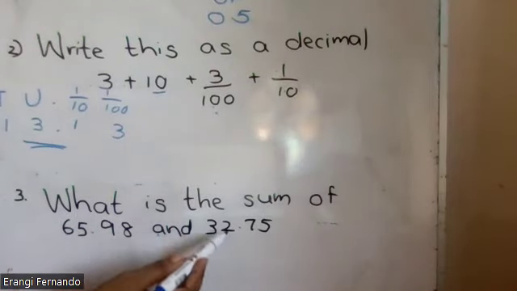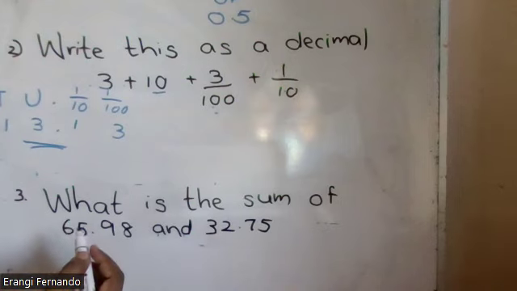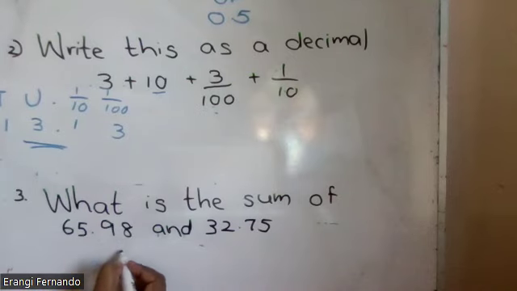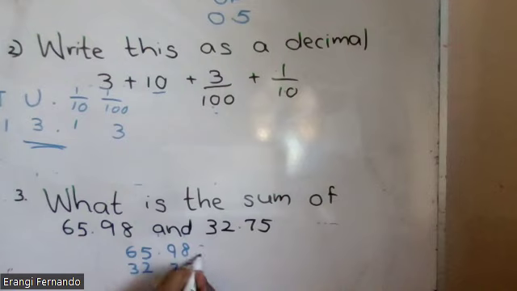Question number 3. What is the sum of 65.98 and 32.75? So sum means you have to get the total. To get the total, you have to add the decimal places. So let's add. Before we add, we write 65.98, 32.75.